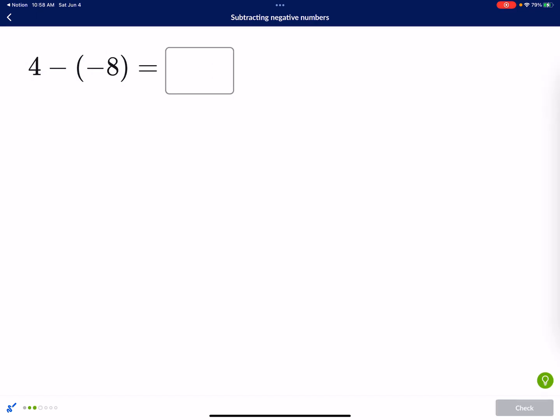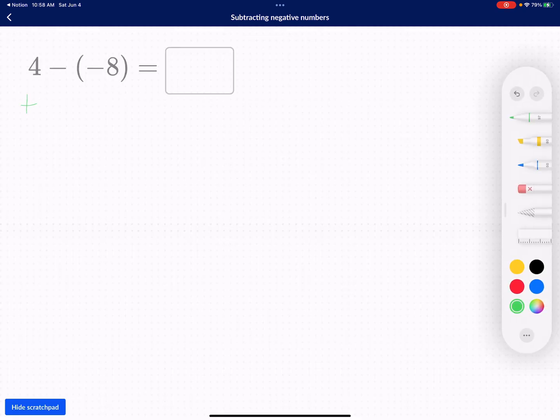Let's do one more. All right, let's try this one. So I have 4 positive counters, starting off with 4: 1, 2, 3, 4. I want to take away negative 8, but I don't have negative 8 counters, so I'm going to add 8 zero pairs. So that's 1, 2, 3, 4, 5, 6, 7, 8. And I'm going to take away 8 negative counters. I have 1, 2, 3, 4, 5, 6, 7, 8, 9, 10, 11, 12. So my answer is 12.